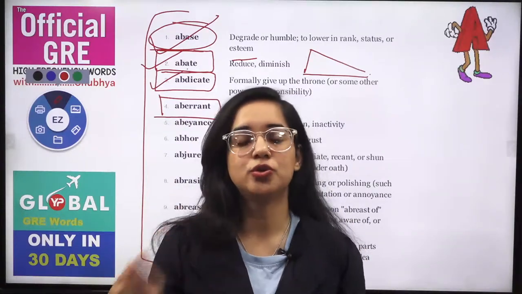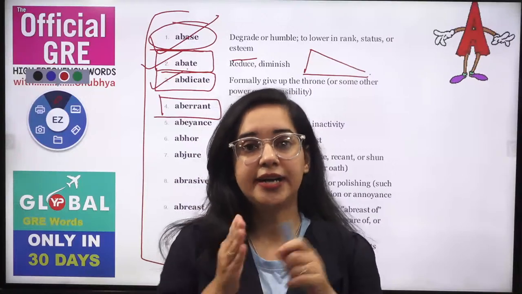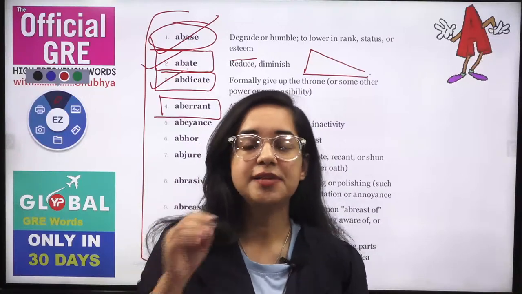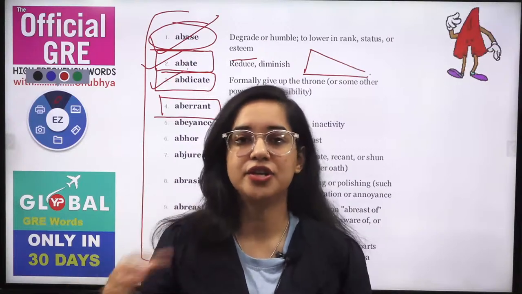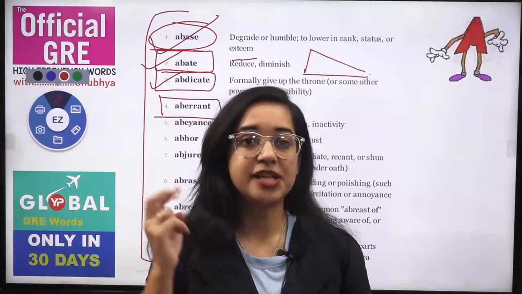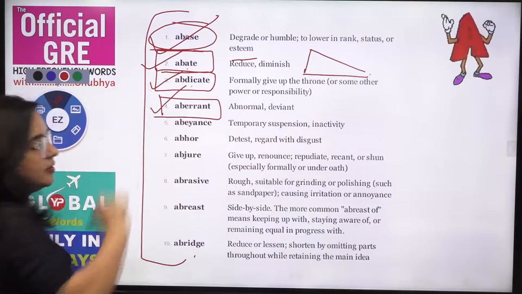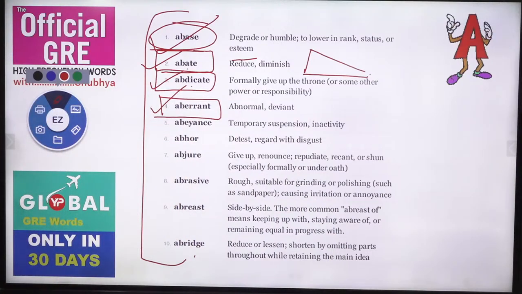Or abortion jo hota hai, that is actually a temporary break from something normal, like a holiday, or you can say break from usual activities of the office, that is termed as abortion. So aberrant is when someone is not normal, he is deviant, he is not behaving in a proper manner.